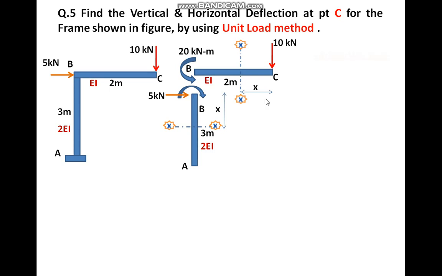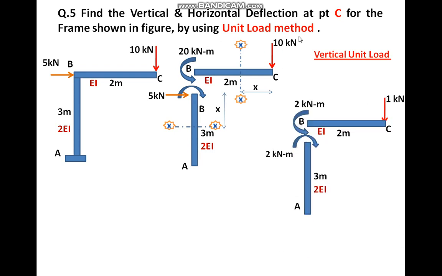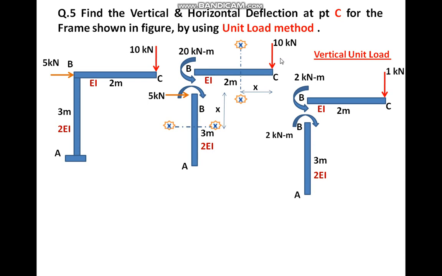Then you draw the vertical unit load diagram. Here, using the unit load method, you draw the vertical unit load. As I already told, whatever load is given, remove it, then apply 1 kilonewton at point C. Vertical unit load means only the horizontal member will be cut, with vertical section xx at a distance of x from the C point.